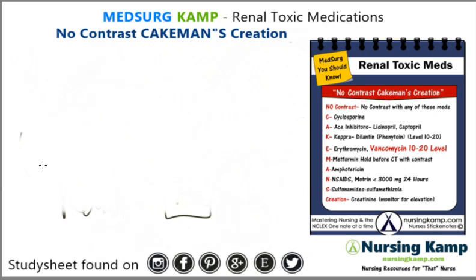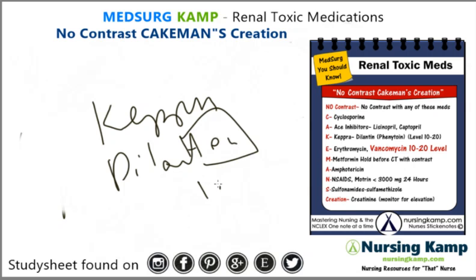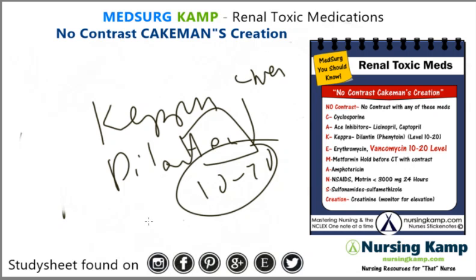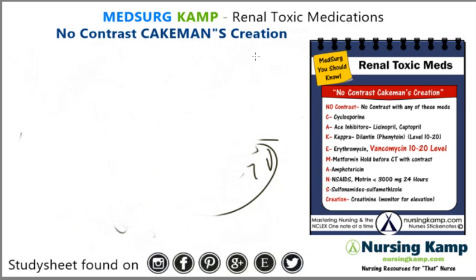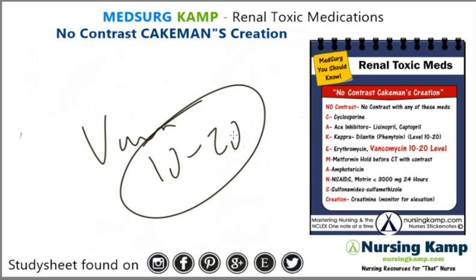Keppra, an anti-seizure med. Also level meds like Dilantin, TEN 10. It's part of the 10-20 club. It's also liver toxic, but we're talking about renal and BUN and creatinine. Then erythromycin and vancomycin. And vancomycin is also part of the 10-20 club. Level greater than 20, BUN and creatinine elevate.